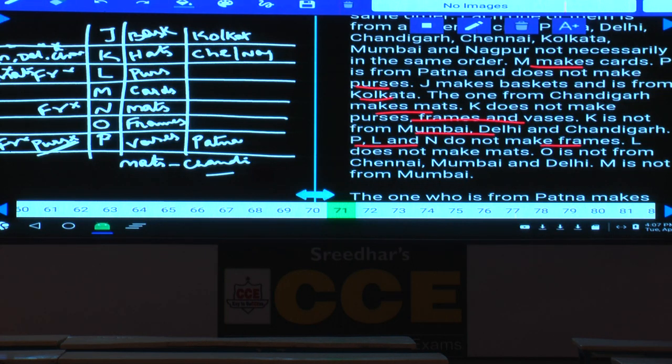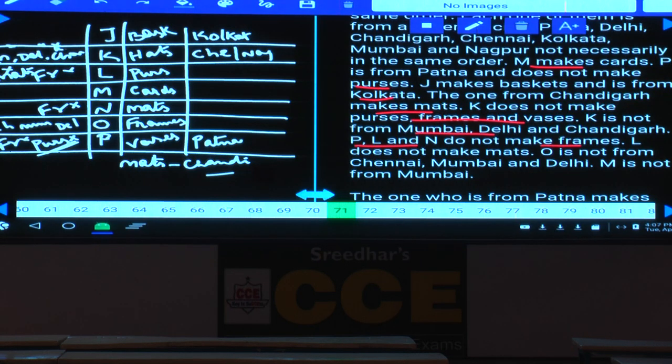Then what is the other thing? J, K, L, M, N, O, and P. And P is wages. Then tell me what is the other thing left over here? Now we need to find out the cities. And O is not from Chennai, Mumbai and Delhi. O, Chennai is ruled out, Mumbai is ruled out, and Delhi is also ruled out.